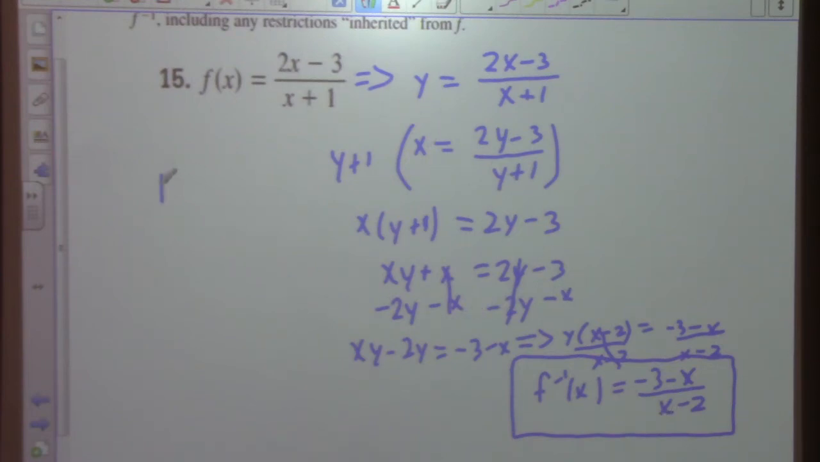What is our domain of this thing going to be? Well, we exclude negative 1 from the original, but what that means here is that y cannot be negative 1, right? And x cannot be 2.